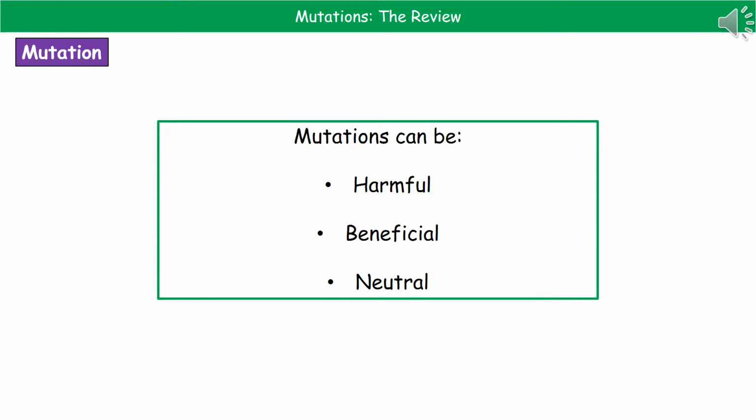So when we're thinking about these mutations, they fall into three categories. You've got the harmful mutations, the beneficial mutations, and then ones we refer to as neutral mutations, so the ones that have neither harm nor benefit.